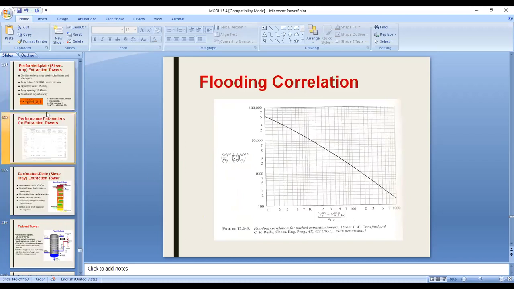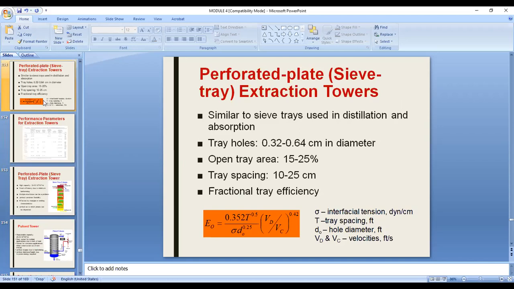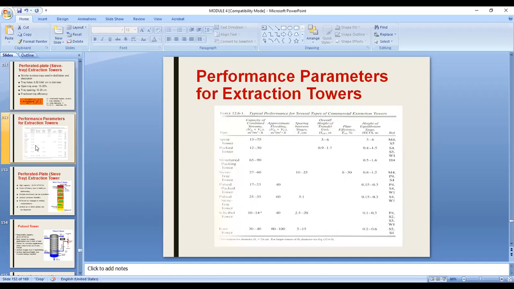Okay, now we go to this one, the perforated plate sieve tray extraction tower. So just take note of how it is supposed to be in terms of design. And how do we determine its tray efficiency? Since it is a sieve tray extraction tower. Now, the hole diameter here refers to the diameter of the holes in the sieve. Okay? Now, that's for the perforated plate or sieve tray extraction towers.